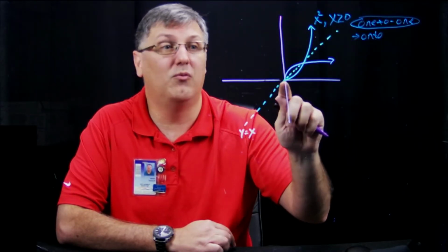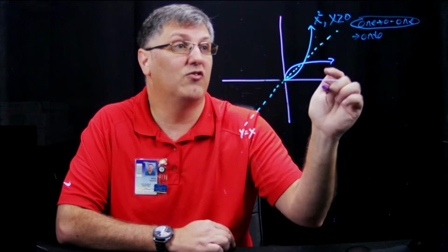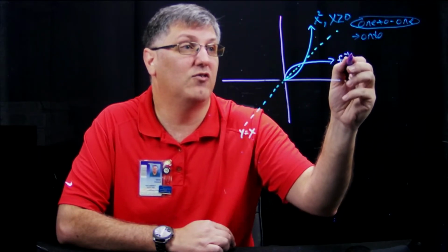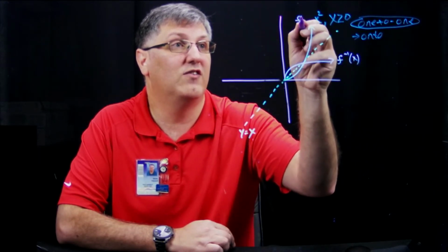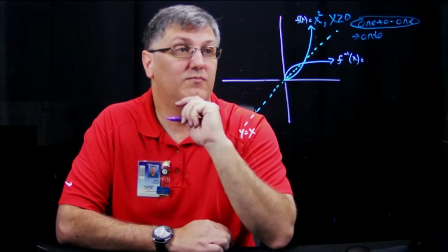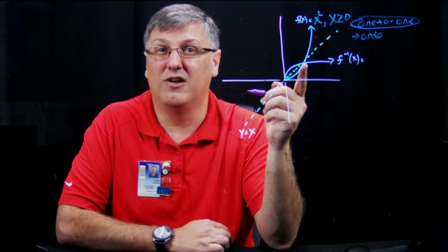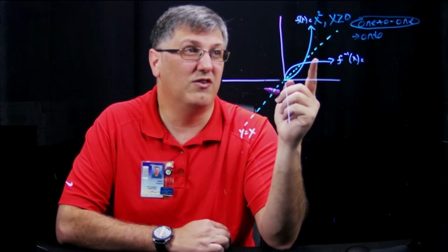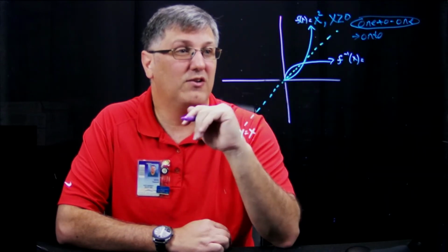That allows it to be 1-to-1. We have the graph of the inverse, and this is going to be f inverse of x if we say that this is f of x. But we don't know this equation yet. We don't even know the domain or the range of this yet. So let's play a little game.